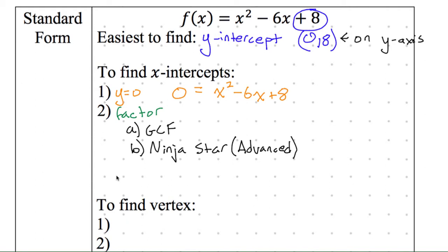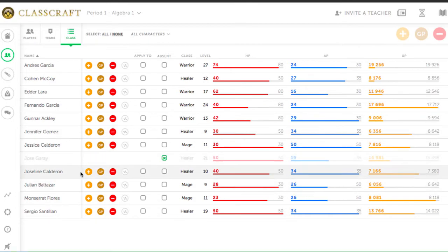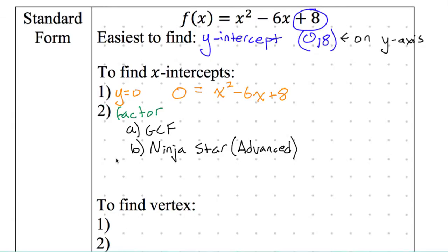All right, so does this have a GCF? You can shout it out. Does it have a GCF? No. Thank you, Josie. It does not have a GCF, which means I start my Advanced Ninja Star. So chunk, chunk, chunk. There's my Advanced Ninja Star.